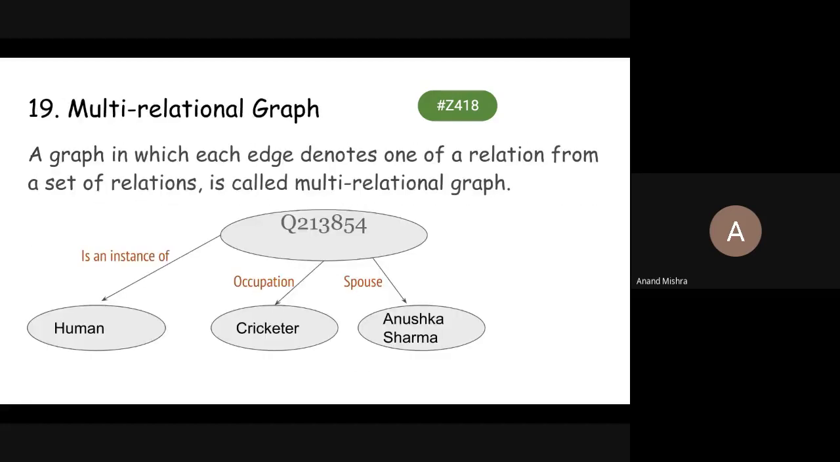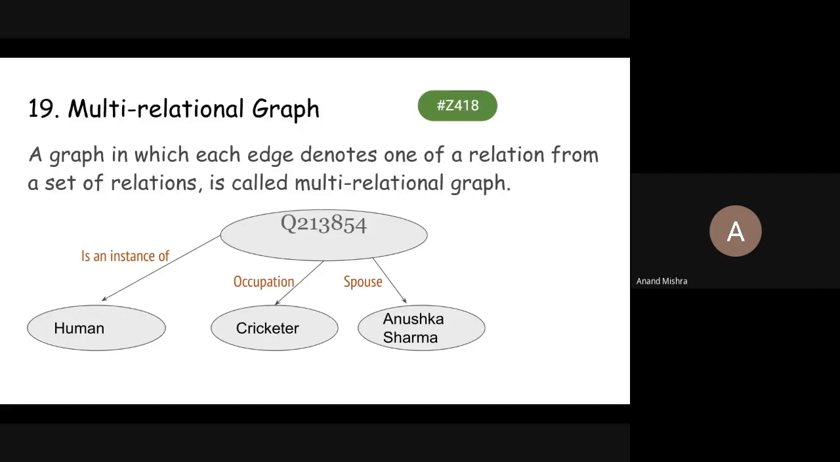Okay. One more graph. We are looking into multiple avatars of the graph, right? So it's good to know these concepts because they might be useful here and there, right? So we'll just use them. Okay, so this is called a multi-relational graph, right? A multi-relational graph is a graph in which each edge denotes one of the relations from a set of relations. It is called a multi-relational graph.